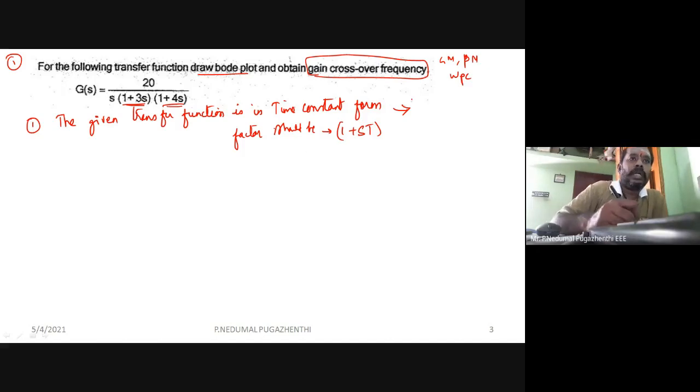Okay, so what I can say, the factor is in 1 plus st form. So I can say that it is in time constant form. Yes, so I can proceed. Otherwise, I have to convert that into time constant form.